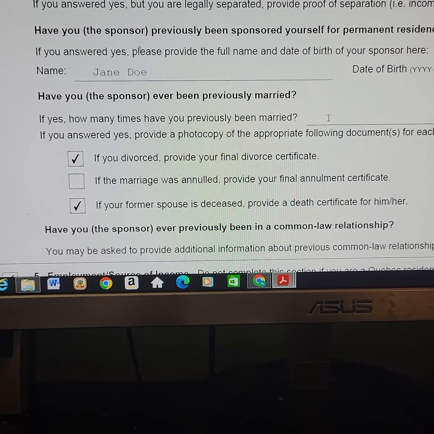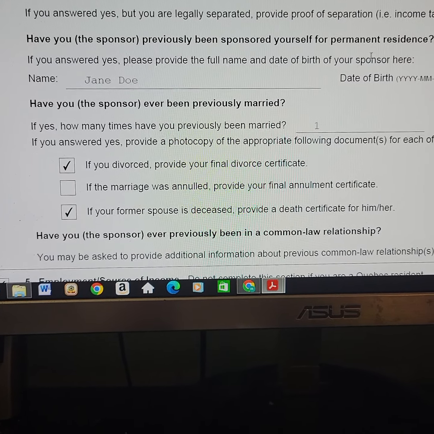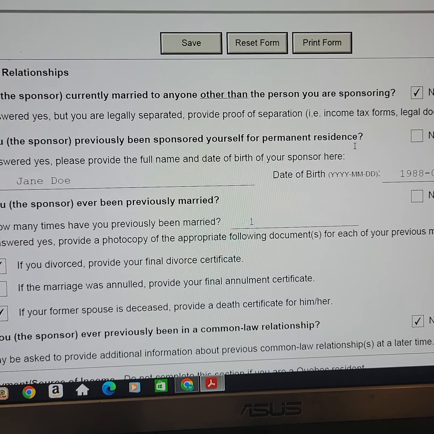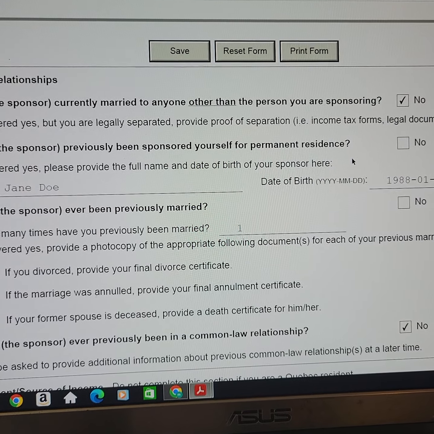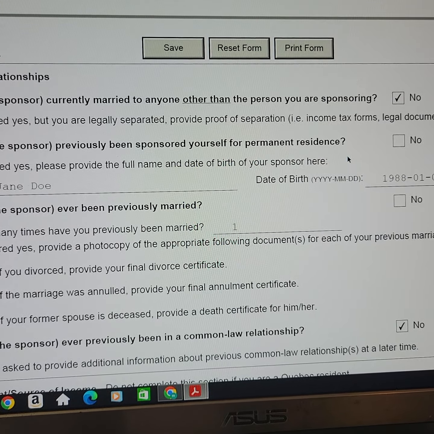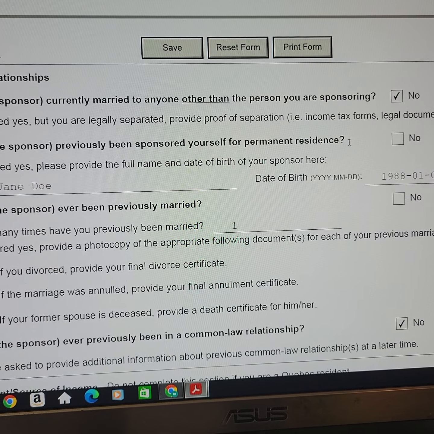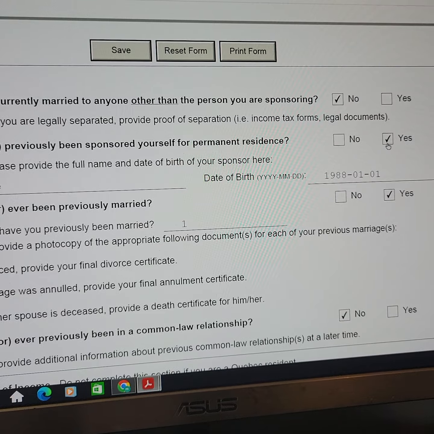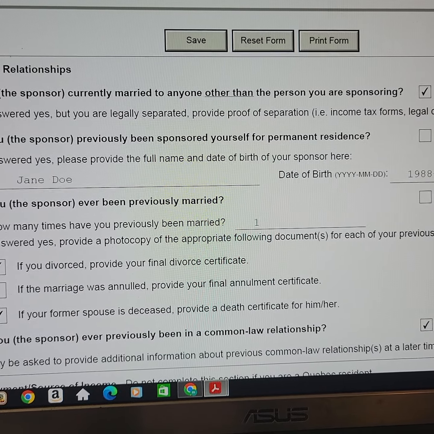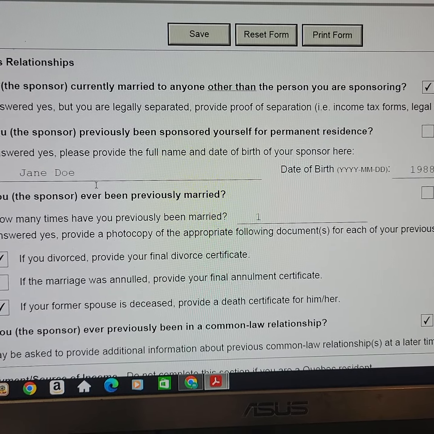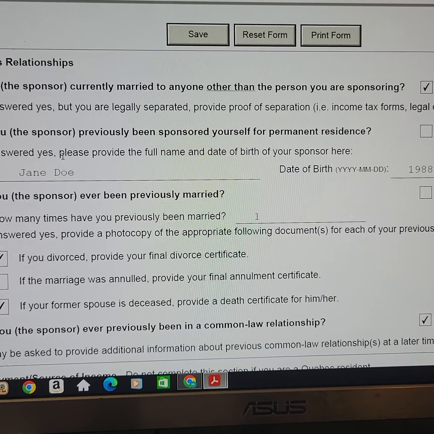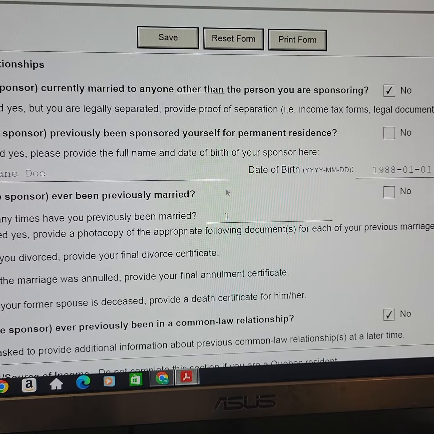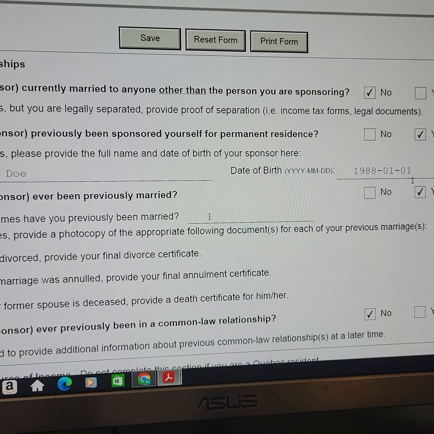Have you, the sponsor, previously been sponsored yourself for permanent residence? Now, this is for the Canadian citizens. If you were sponsored before, for example, I was when I came to Canada. I got married with my husband, ex-husband, and he sponsored me. Okay, so I had to click yes, and provide the name of your ex-husband. Okay, because obviously you have to be divorced in order to marry a Moroccan. So, and you put their date of birth.